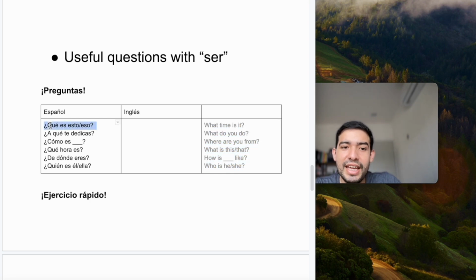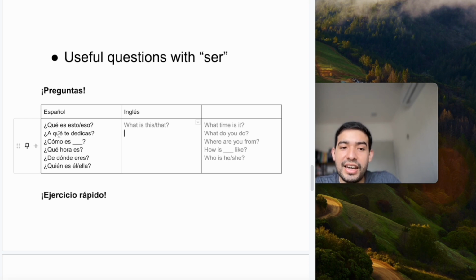Okay, so ¿qué es esto? What is this? Or ¿qué es eso? What is that? These are useful words, that's why I'm teaching them to you. Esto, this, and eso, that. So, ¿qué es esto? O ¿qué es eso? Means, what is this or that?